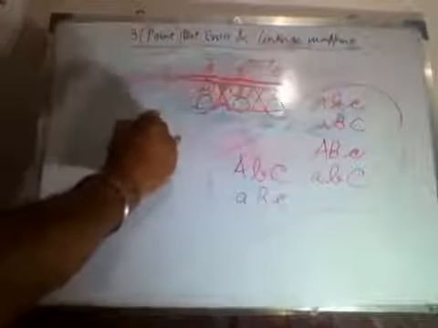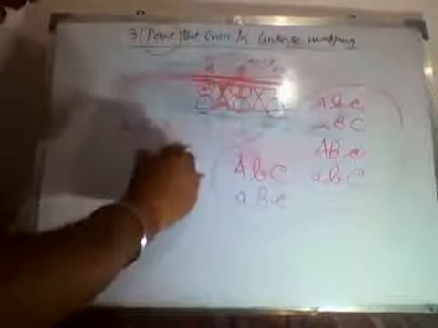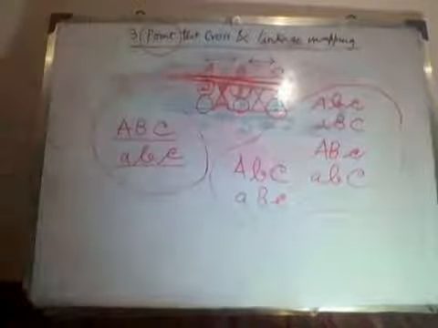Along with these recombinant gametes, we are going to get two gametes due to lack of any recombination: capital A, capital B, capital C, and small a, small b, small c. These two gametes, we call them parental types. They are just like their parents. They have not been involved in any recombination, either single crossing over or double crossing over.